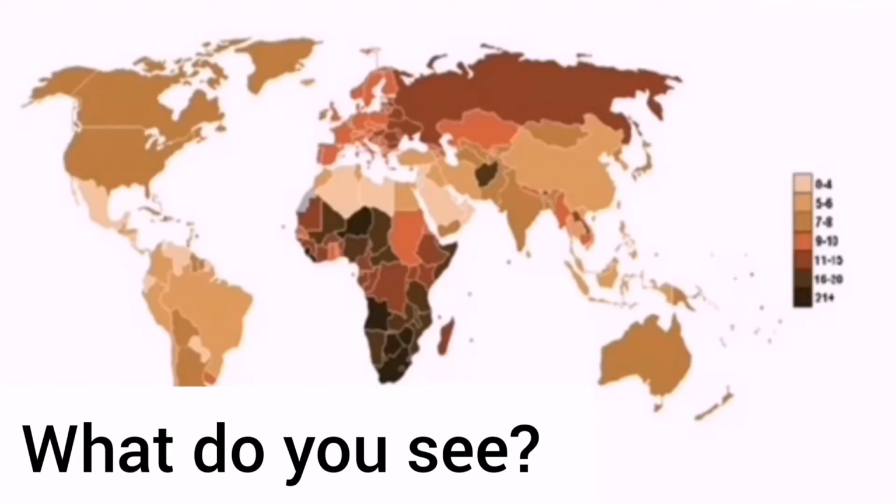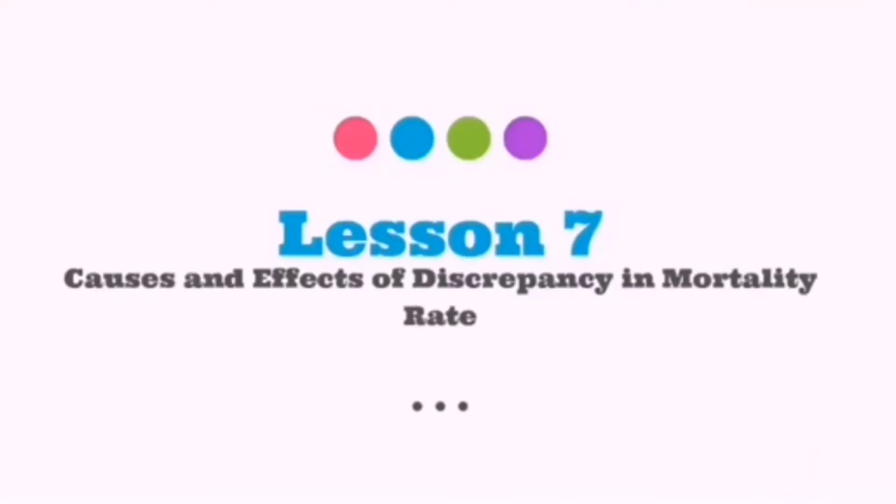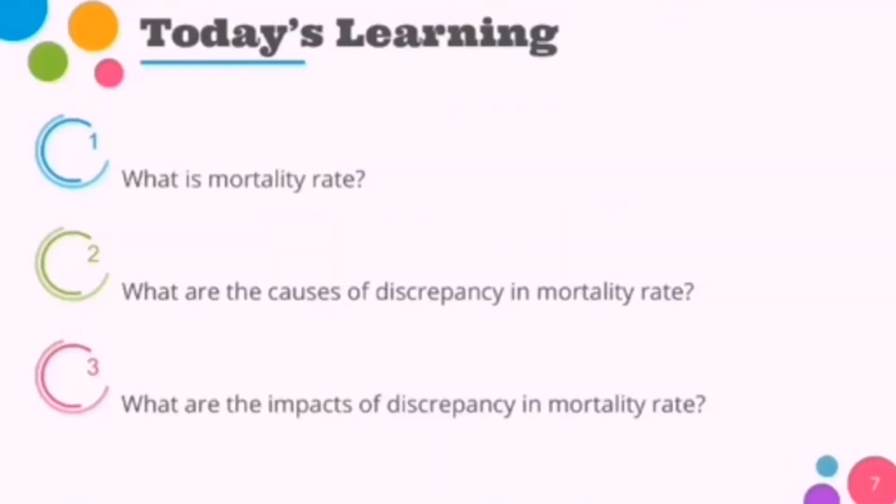Now, can you guess that what are we going to discuss in our today's class? Yes, your guess is right. In our today's class, we are going to discuss the lesson 7 from your chapter 4 that talks about causes and effects of discrepancy in mortality rate. Now, let's know what we will be learning in our today's class.